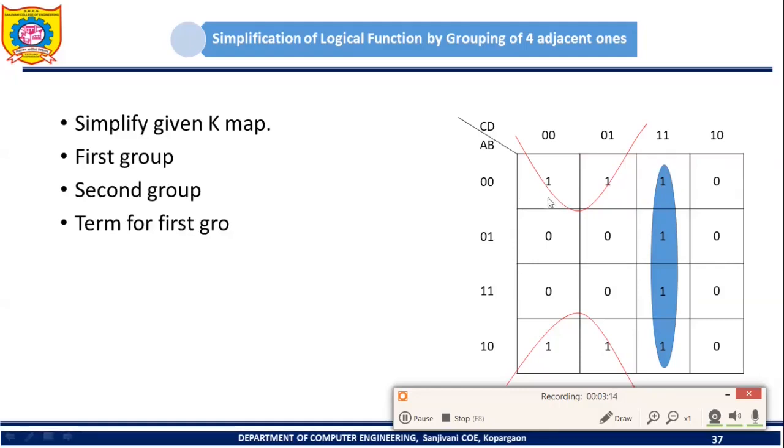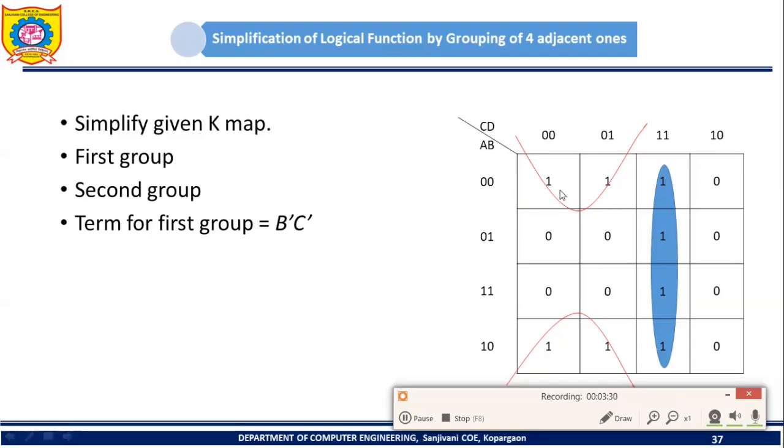So consider the term for the first group. So this is our first group. Let's try to write the term for this first group. The term for this first group will be B prime C prime. So how are we getting this B prime C prime? I already explained to you how to write the term for each group.